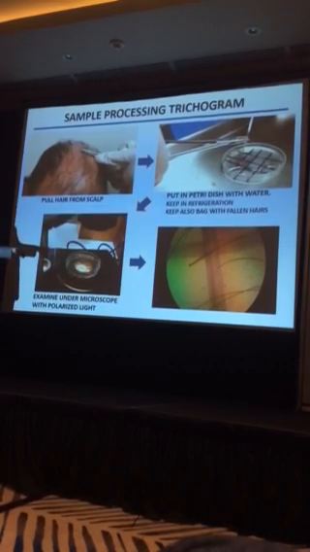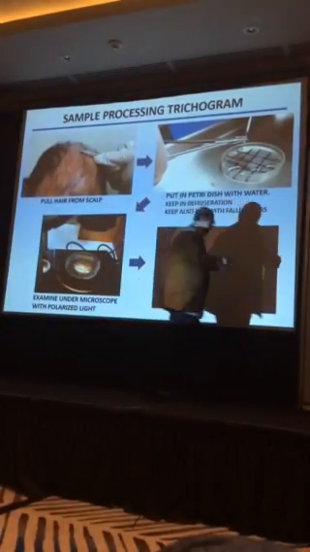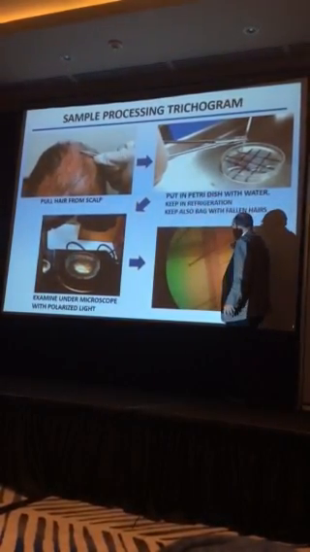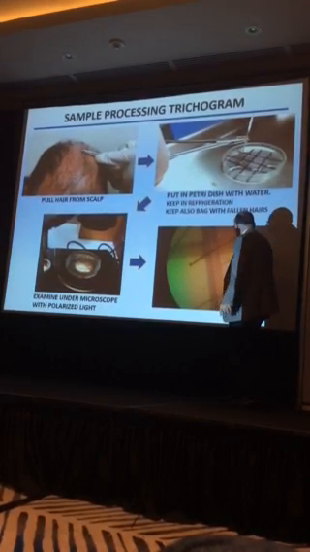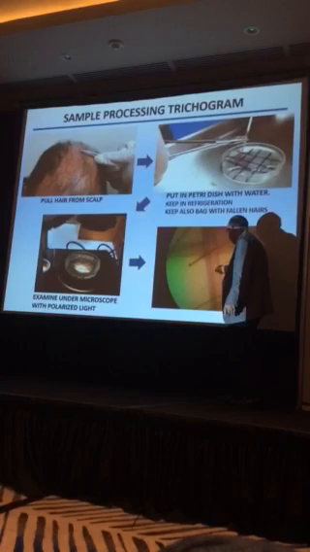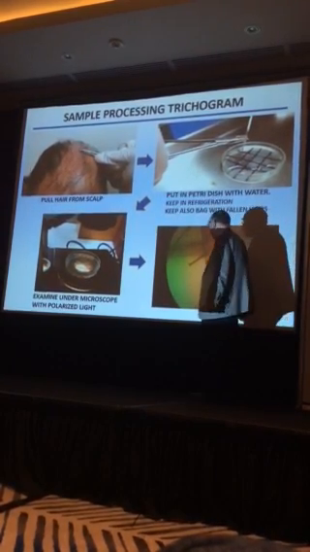So you look at that with a polarized light microscope, and you see here an anagen hair. This is a hair which has been cut. And here you will see a telogen hair. So you do a telogen anagen count.